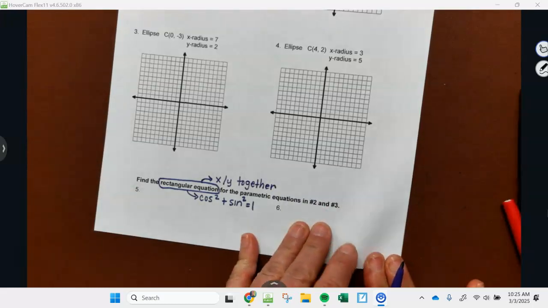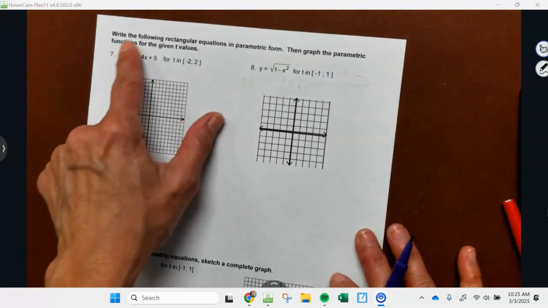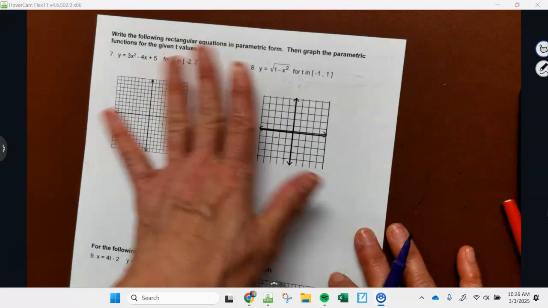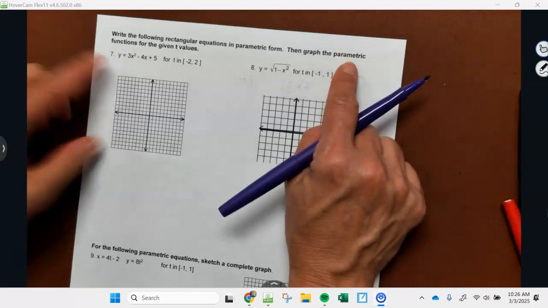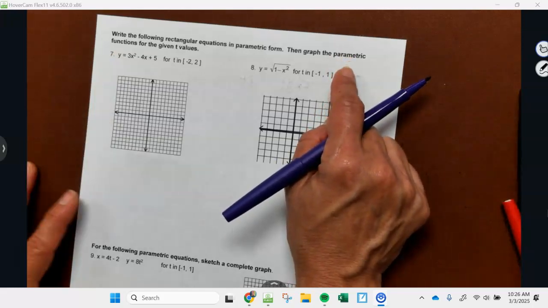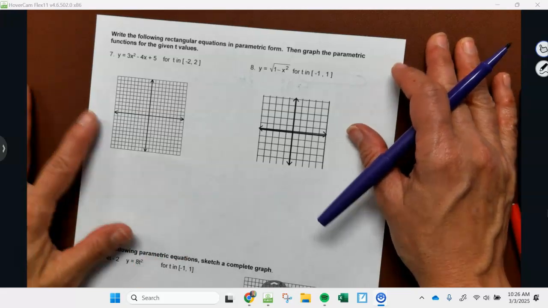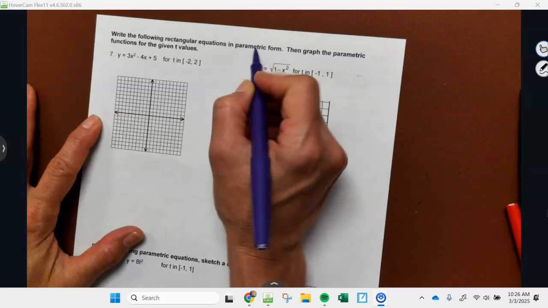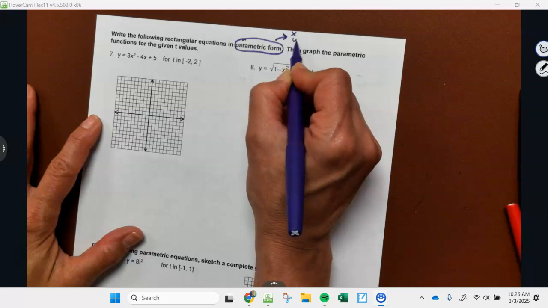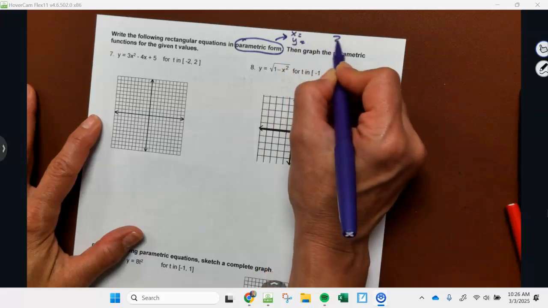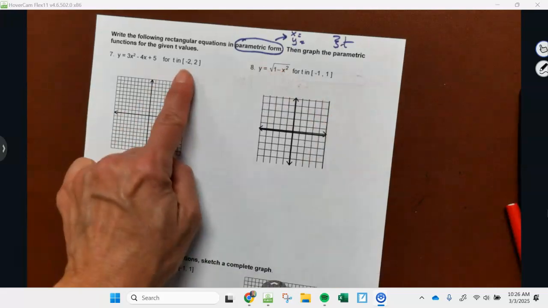Let's take a look at the back. All right, so write the following rectangular equations in parametric form, then graph the parametric functions. So these are not circles and ellipses. So if it's not circles and ellipses, it is just like the stuff from Friday. So write the rectangular equations in parametric form. Remember, you're going to separate your x and your y, and they both have the t values there. Then you're going to graph it over the given domain.